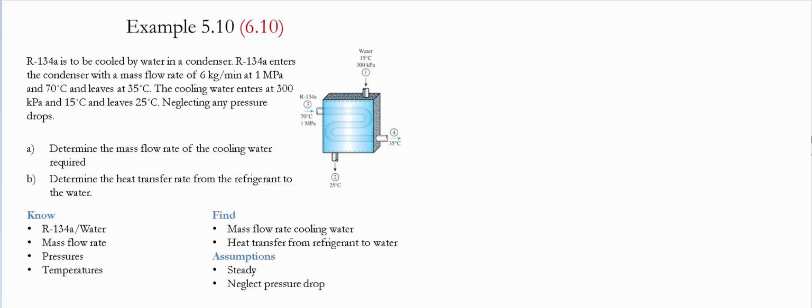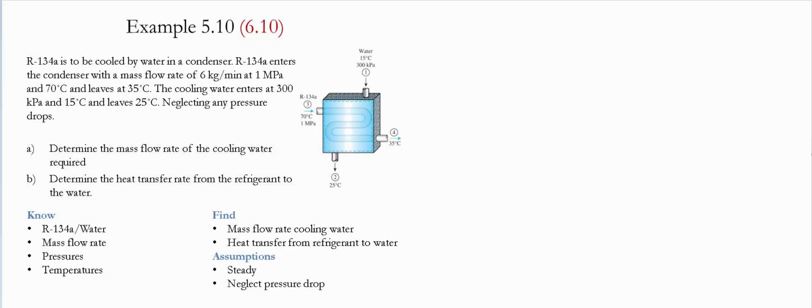A refrigerant R134A is to be cooled by water in a condenser. The refrigerant enters the condenser with a mass flow rate of 6 kilograms per minute at 1 megapascal and 70 Celsius, and leaves at 35 Celsius. The cooling water enters at 300 kilopascals and 15 Celsius and leaves at 25 Celsius. Neglecting any pressure drop, we need to determine the mass flow rate of the cooling water that is required and to determine the heat transfer rate from the refrigerant to the cooling water.